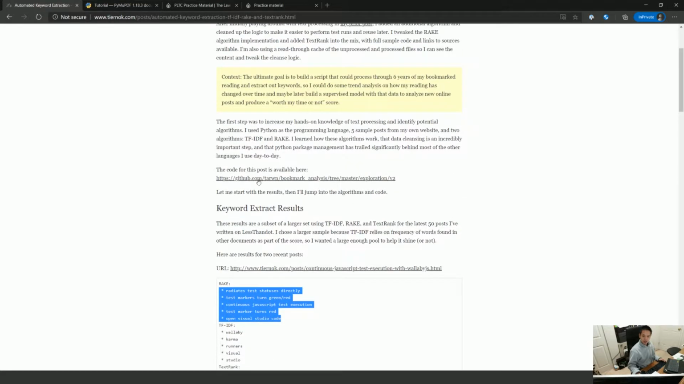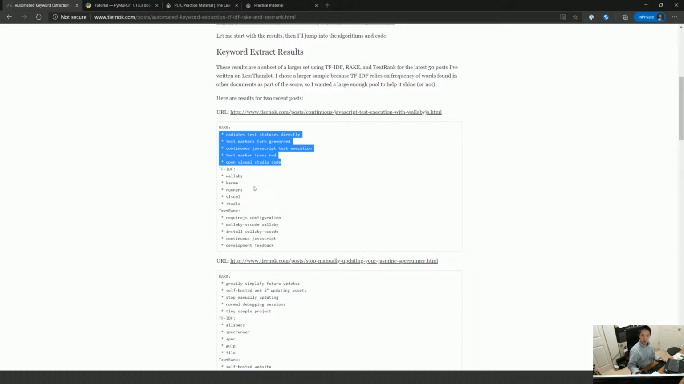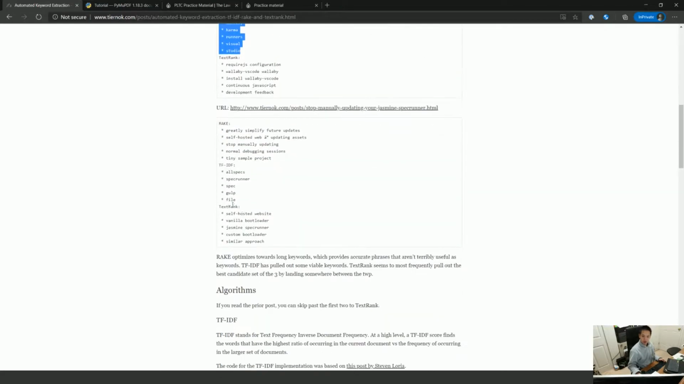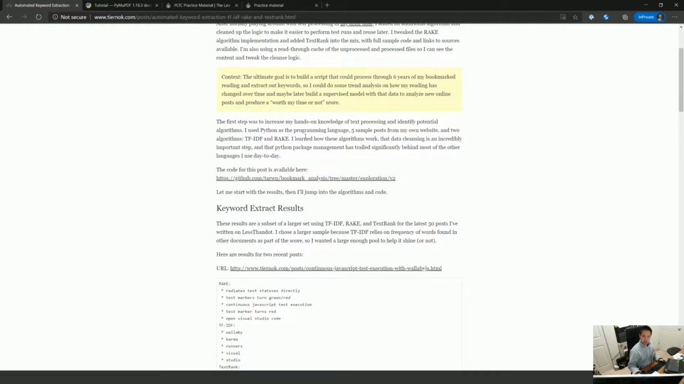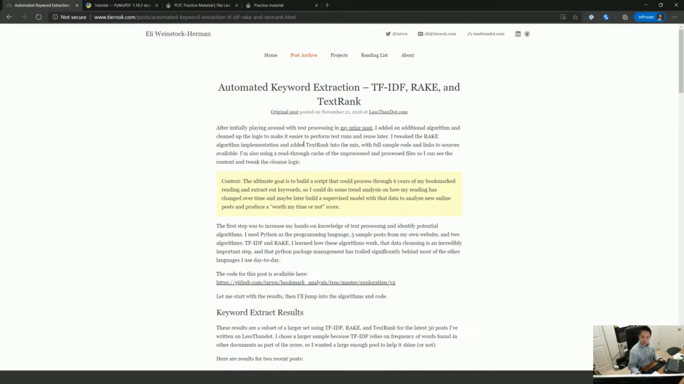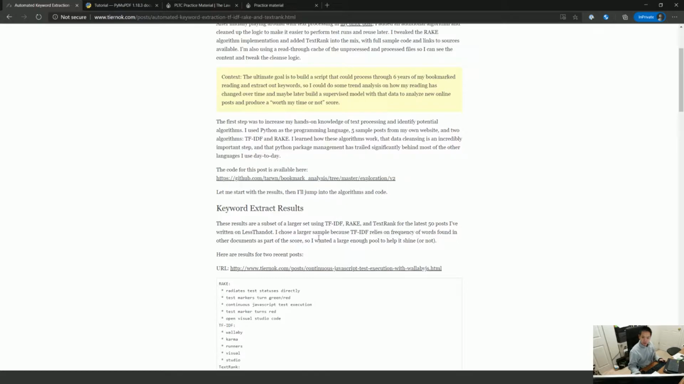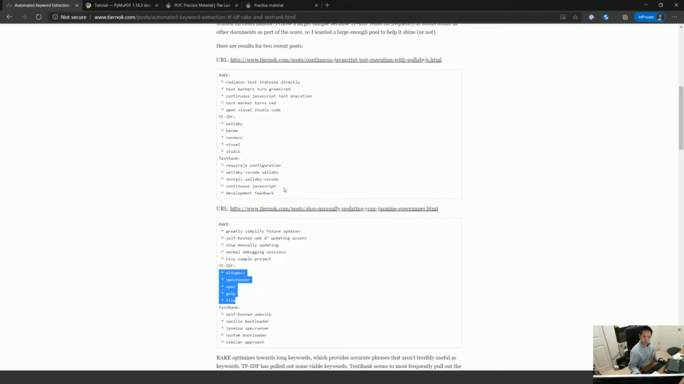TF-IDF, I assume that's TensorFlow IDF. I don't know what IDF is, but it's pretty simple. One-word keywords. And according to this, it is just frequency of words found in other documents as part of the score. So I don't think it's just counting the numbers. I hope it's not. It's probably doing something a little more sophisticated, but frequency is interesting.